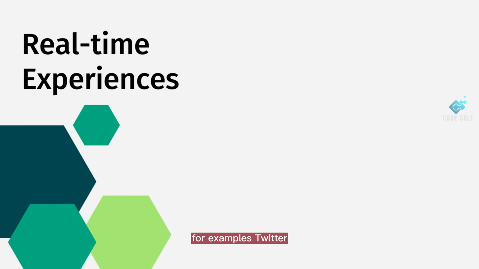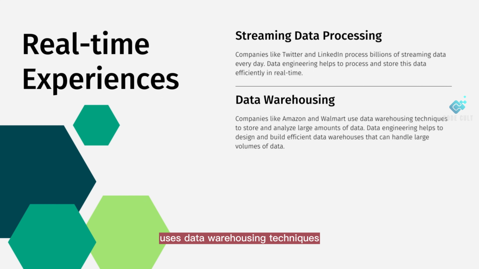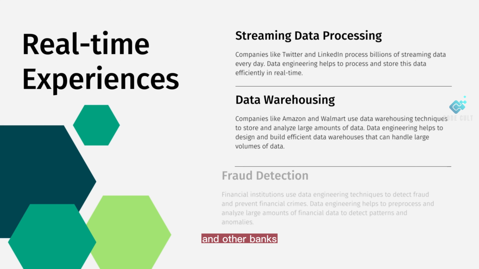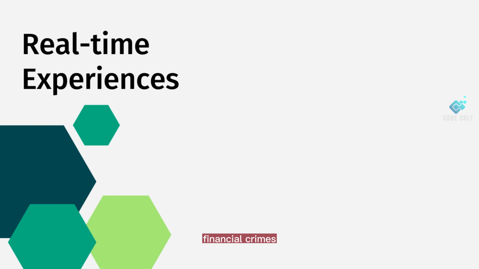For example, Twitter, LinkedIn, Meta, YouTube Inc. use streaming data processing to help process and store efficiently in real time. Other examples, like Amazon and Walmart, use data warehousing techniques to store and analyze large amounts of data. Whereas companies in financial sectors like Goldman Sachs, Bank of America, and other banks use data engineering to detect fraud and prevent financial crimes.